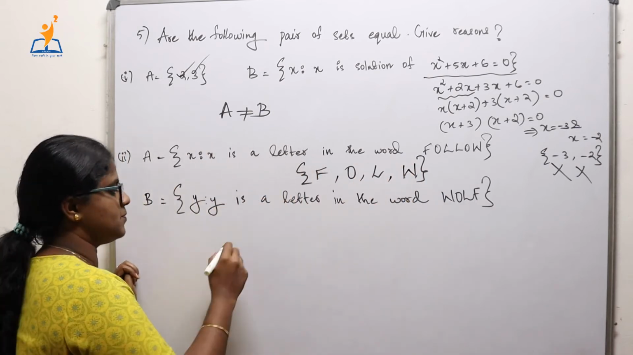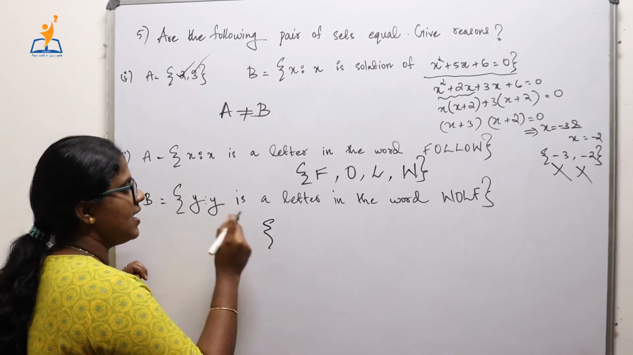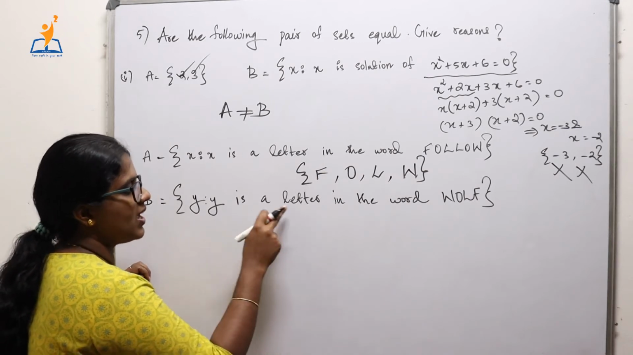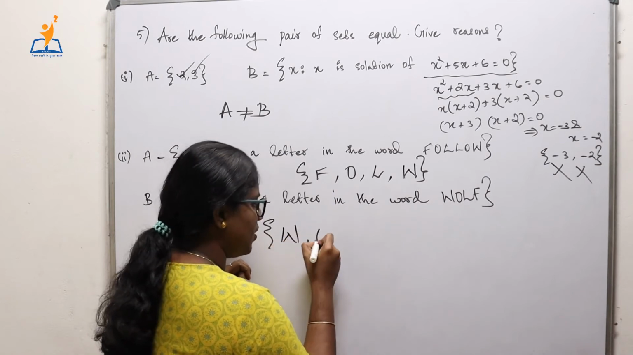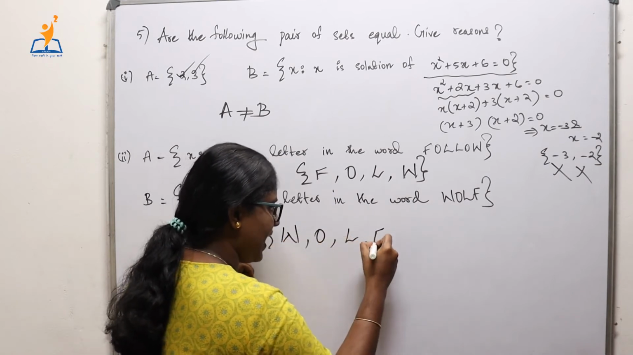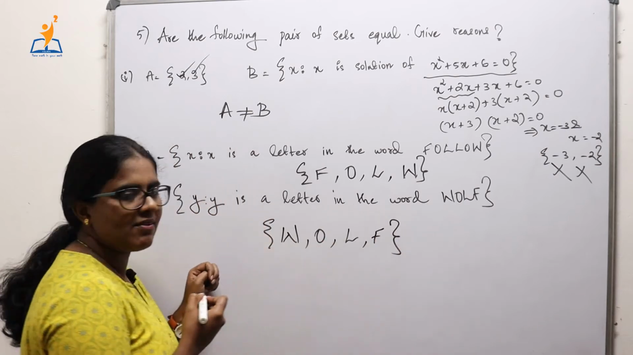And what about set B? Set B is the set of all y such that y is a letter in the word wolf. Wolf contains the letters W, O, L and F. So we got our A and B.